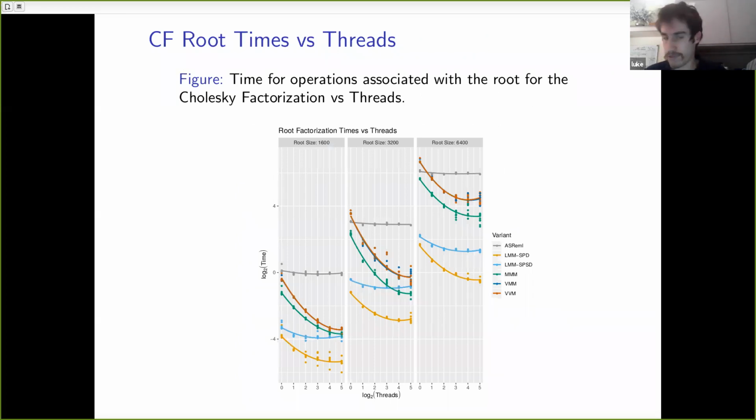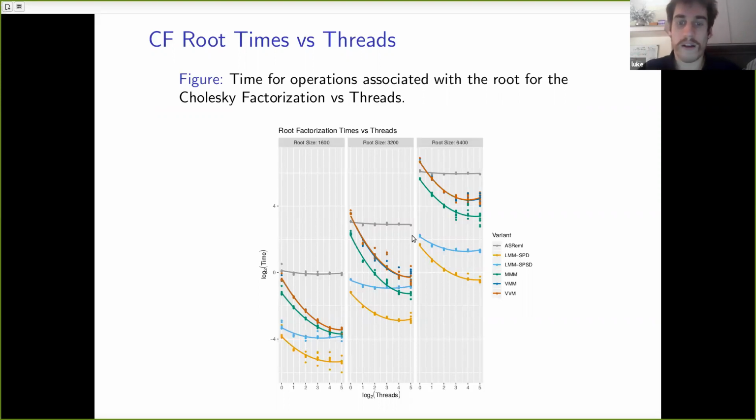Here we have a graph of the root times versus threads. We see AS Dremel was flat because it doesn't use multi-threading. And we see that the multi-threading doesn't really change the ranking of the variants, except here, this one can overtake. But generally, we see that the LMM SPD variant is the best, and it also gains the most from multi-threading.